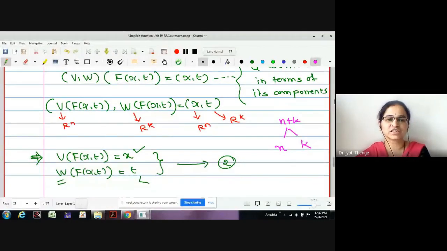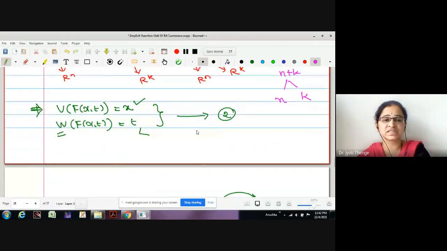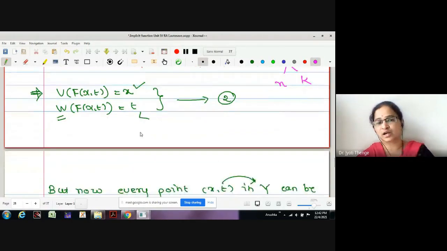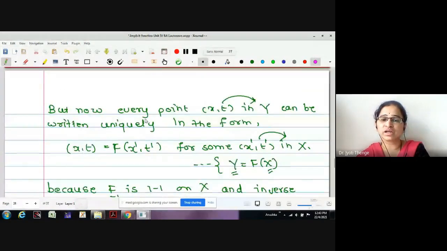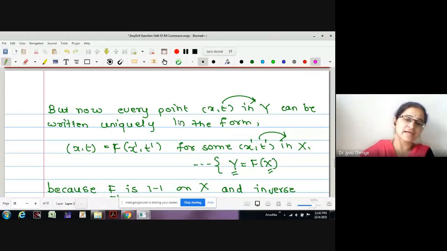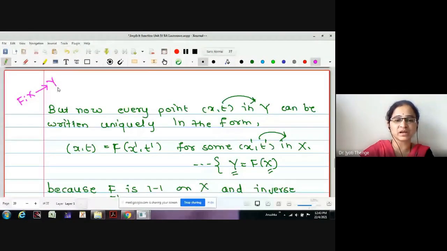Okay, so just having this equating, we can say v of f of (x,t) is x, w of f of (x,t) is t. Let me call it as 2. But here from this we are unable to understand how v behaves if it operates on an arbitrary point (x,t). To understand this, we are going to use the onto nature for every point (x,t) in Y, because as f is the function defined from X to Y, if I take (x,t) to be an arbitrary point in Y, then there exists a preimage.